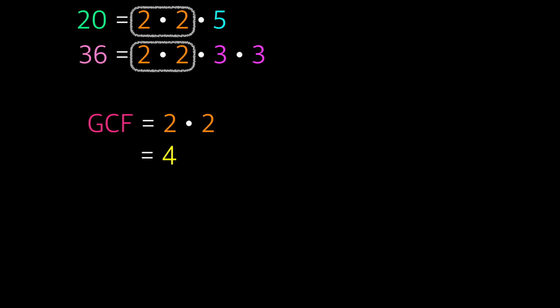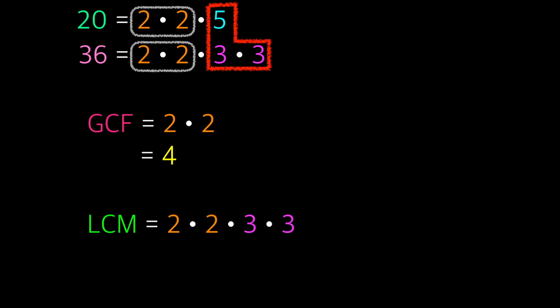When we are getting the least common multiple, we just need to take a single step from the greatest common factor. What we need to do is, after we get the common factors, we just need to write the rest of the factors. So in our example, our least common multiple will be 2 times 2 times 3 times 3 times 5, which is 180.